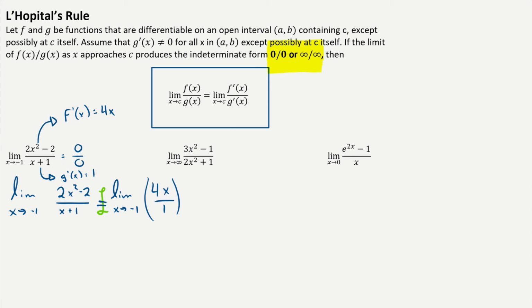Now I take the limit and I do it with direct substitution. So 4 times -1 over 1 is equal to -4. That's my answer. Same as before.